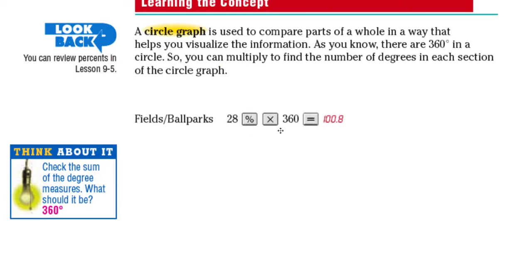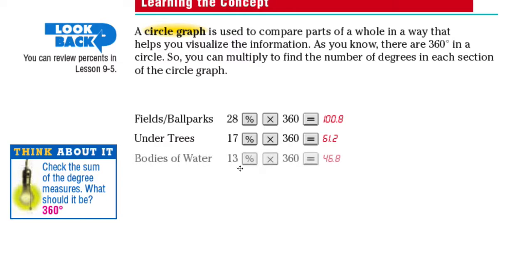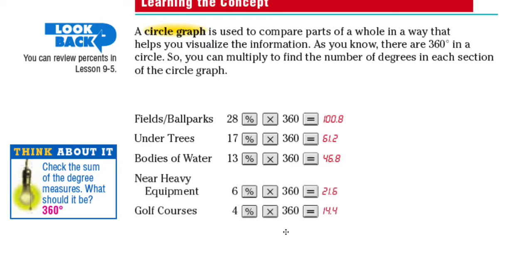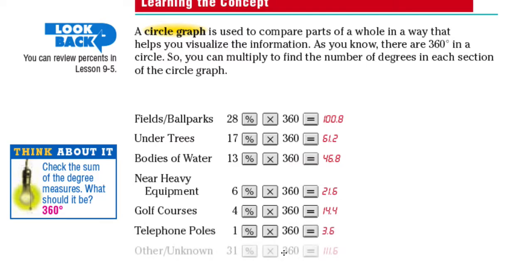So for fields and ballparks, we get 28%, and we're now using a calculator, times 360. These indicate buttons on your calculator. So 28% times 360 will give you 100.8. Under trees, 17% times 360 gives you 61.2. Bodies of water, same procedure, 13% times 360, and that's going to be your answer. Near heavy equipment, 21.6. Golf courses, 14.4. Telephone poles, 3.6. And other unknowns, 111.6.